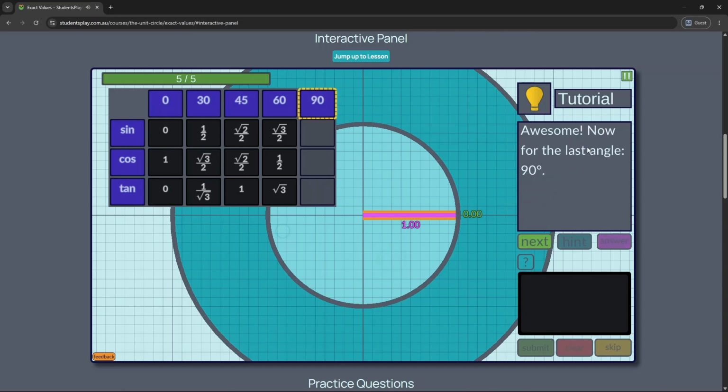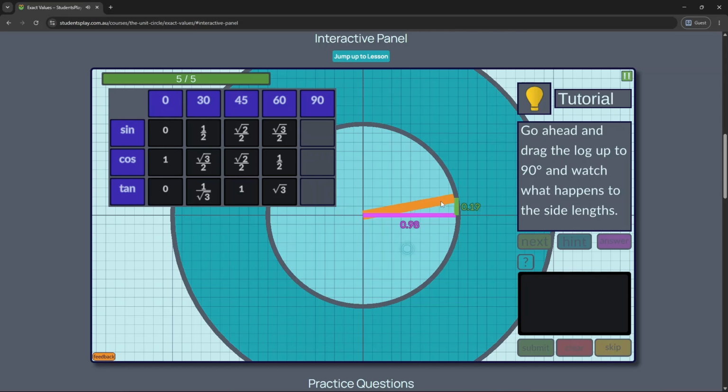Awesome. Now for the last angle, 90 degrees. 90 degrees is kind of similar to 0 degrees. Go ahead and drag the line up to 90 degrees and watch what happens to the side lengths. Click and drag. What's happening here? It looks like the opposite side is getting bigger, and the adjacent side, the bottom, is getting smaller.